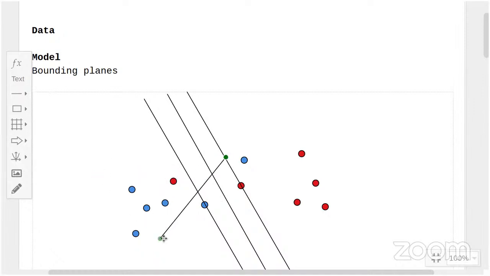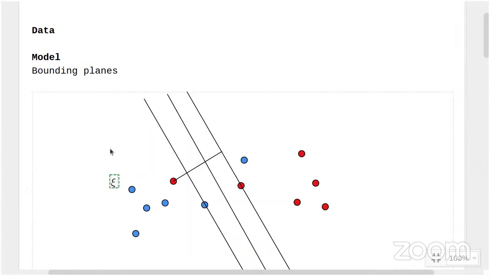I just show it for one data point. Ideally this red point should have been on this side of the boundary, but it is on this side of the boundary, the wrong side of the margin, as we say. So there is some slack psi associated with this point. So I am allowing some slack.